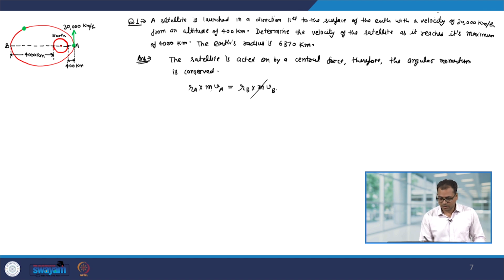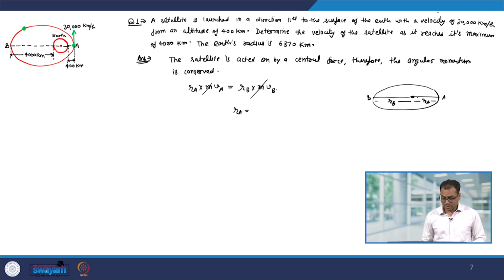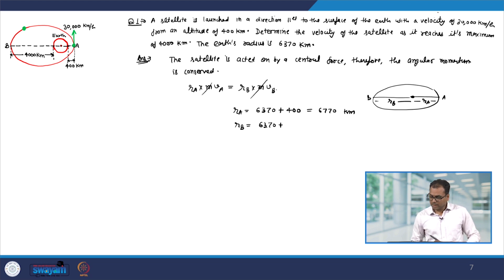Now, the mass does not change, so that will get cancelled. RA you have to measure from the center of the earth. Again the situation is the following. You have the earth center here, this point is A and that point is B. This is your RA, this is your RB, and RA and RB are from the center. Therefore, RA is 6,370 plus 400 kilometer, which is equal to 6770 kilometer, and RB will be 6,370 kilometer plus its maximum distance, which is 4,000 kilometer, and that comes out to be 10,370 kilometer.